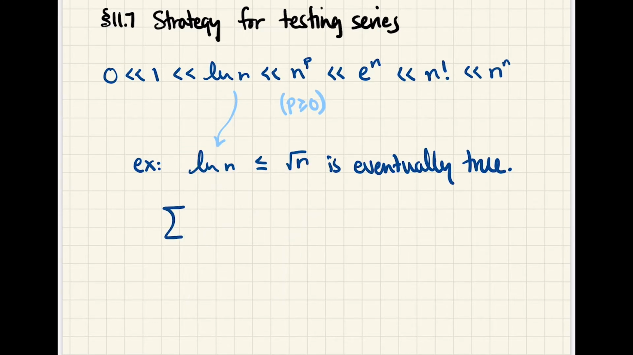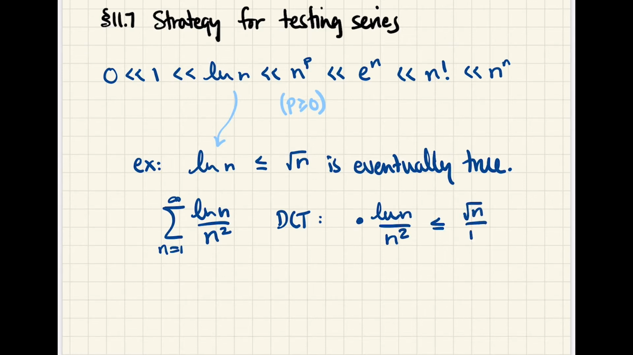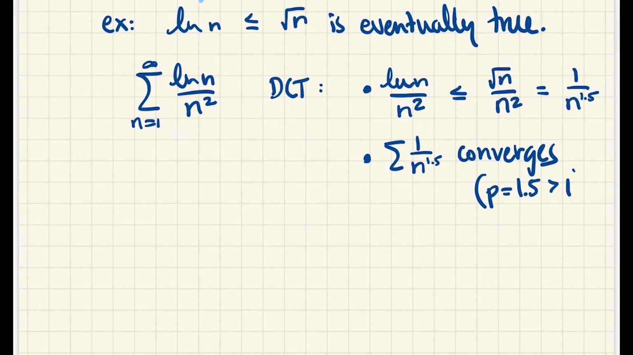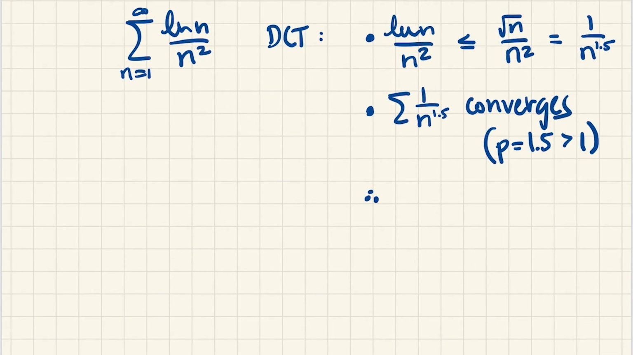So, for instance, if you're working with this series, well, you can use direct comparison test, because we can say that natural log of n over n squared is less than or equal to rad n over n squared. And this is equal to 1 over n to the 3/2. And of course, this p series here converges because 1.5 is strictly greater than 1. And therefore, this series converges.